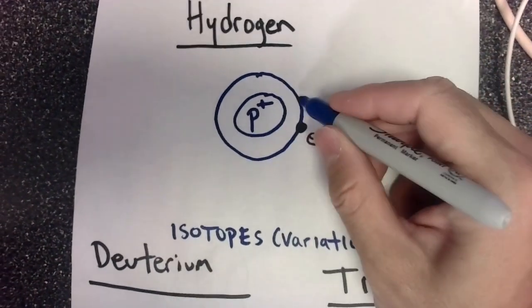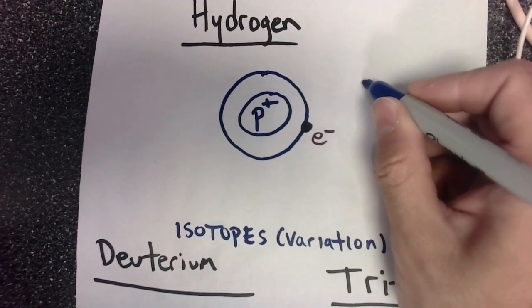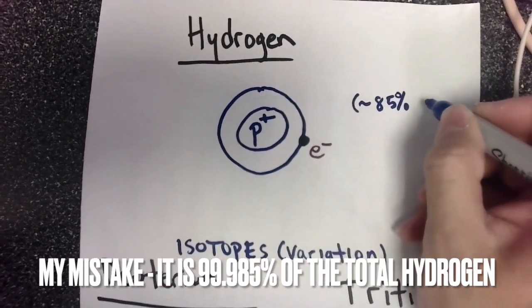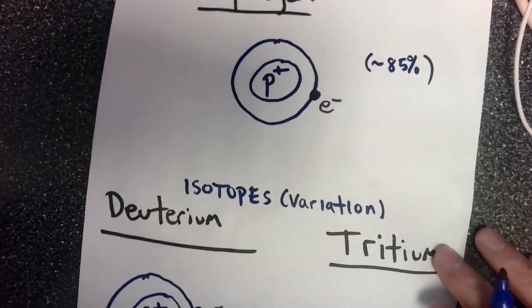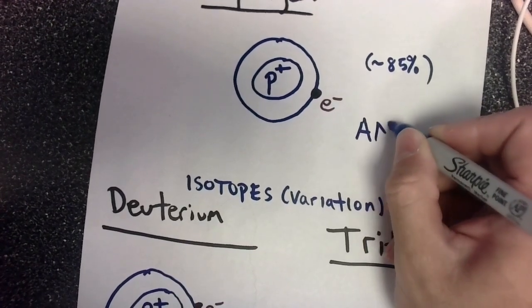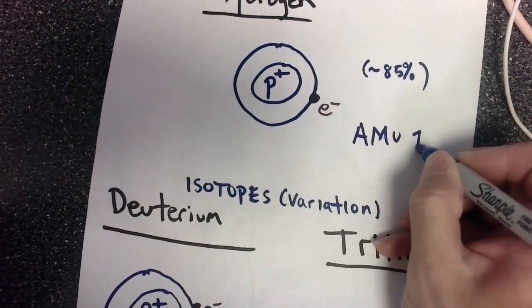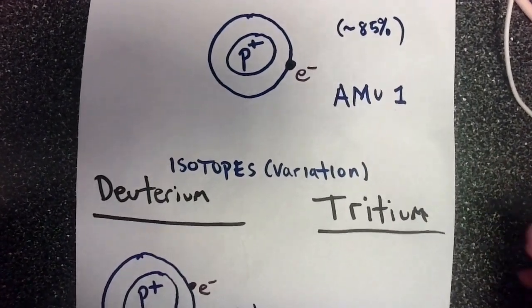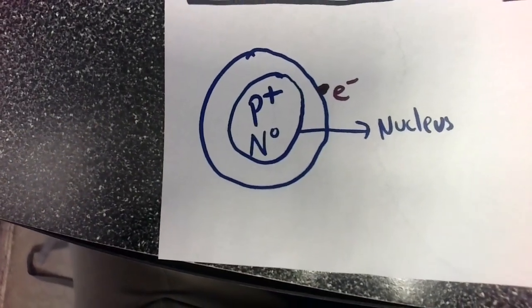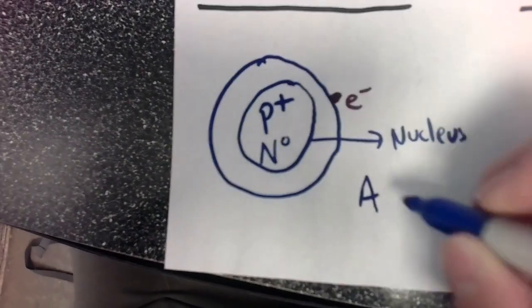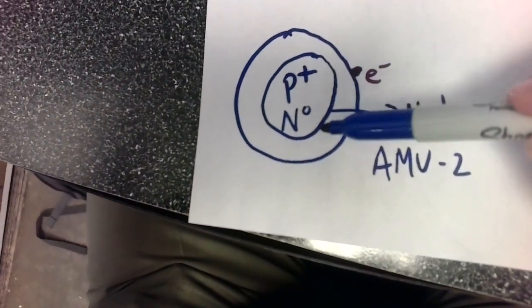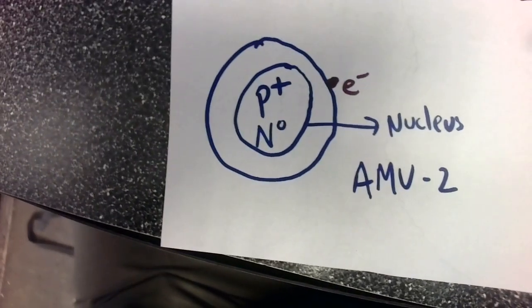So this is the most common form of hydrogen. Approximately 85% of hydrogen is found in this form with an atomic mass of 1 AMU, standing for atomic mass units. This variation is heavier. It has an atomic mass of 2. So it is heavier. The neutron has a mass just like the proton.